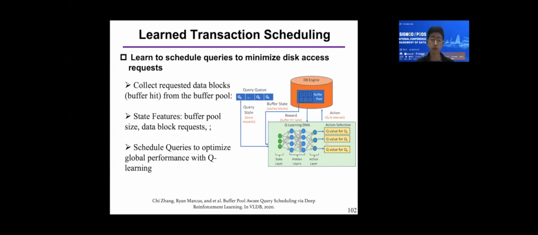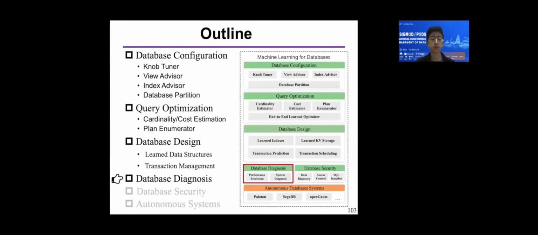So we have two observations for the transaction management. For the transaction prediction, we can see that simple neural networks cannot efficiently learn the correlations or the patterns. So there are methods like RNN or the more complex graph embedding method. And for transaction scheduling, they still adopt the classical reinforcement learning model to optimize the policy, but it is still time consuming for the exploration process.